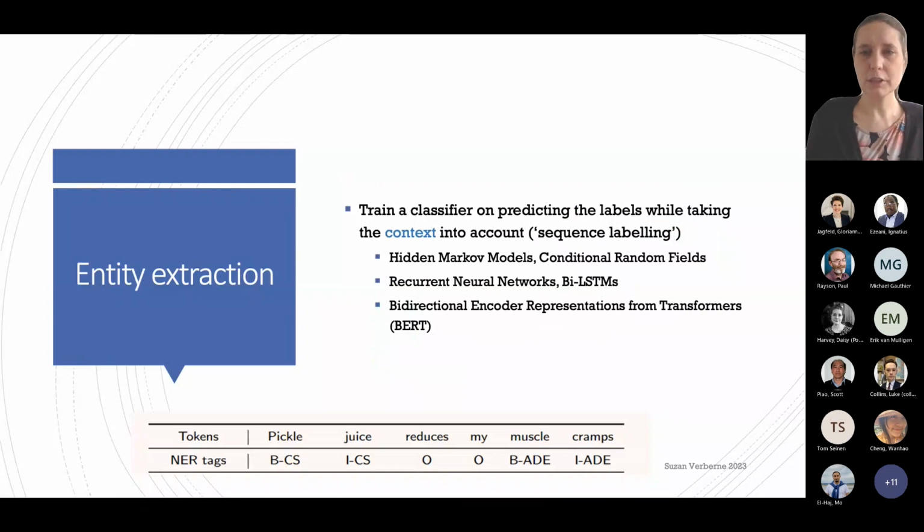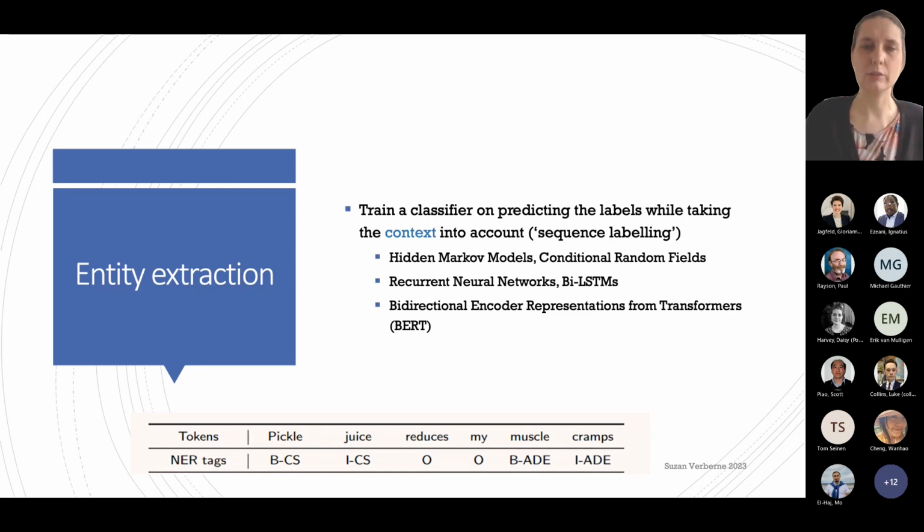If we're doing that, we need machine learning models that can take the context into account. In the past, these would be hidden Markov models and conditional random fields, where you could enter features. You could describe words based on whether they contain numbers, whether they have capital letters, what words they are similar to, etc. Later, with the rise of neural networks, we got recurrent neural networks, and bi-LSTMs were used the most there.